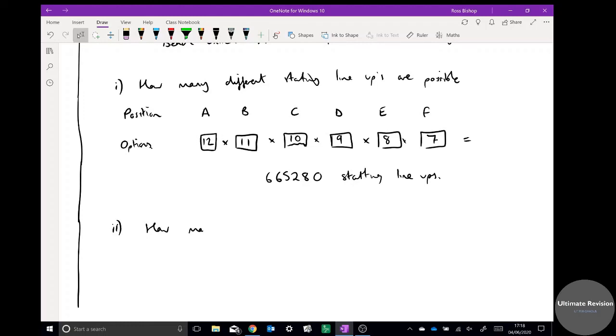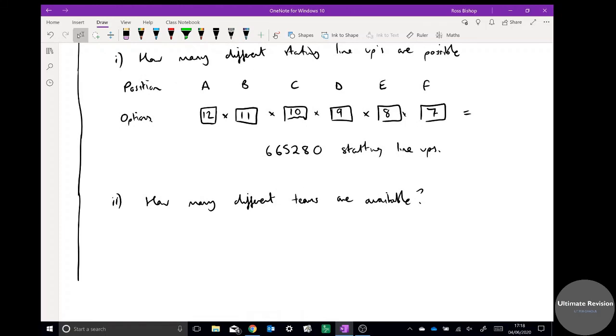Now, this is a different question. How many different teams are available? Now, you might think, well, that's the same question. Well, in the first question, we could have had the same 6 players, but in different positions. So this time it doesn't matter about positions, it's just about how many different teams are available. So it's 6 different players. Well, not necessarily 6 different players, but each team has a different combination of 6 different players.